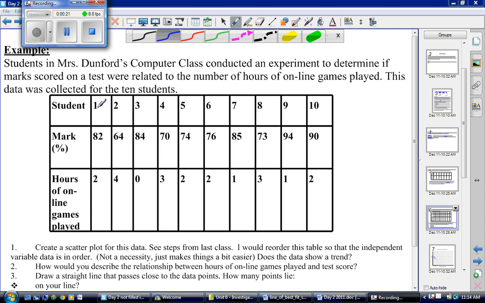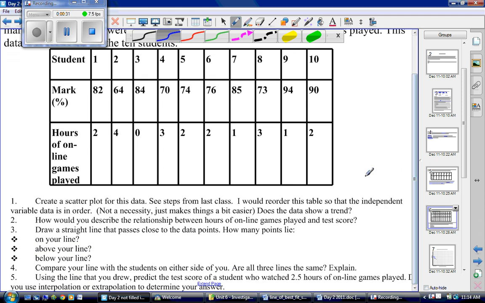So you'll notice we have our students in order, and then we have their mark and the hours of online games played. So you have to determine at this point which is going to be your independent and which is going to be your dependent. We have done this before, and time is usually independent, and it is in this case. And we're going to have dependent. So the mark is dependent on the number of hours played.